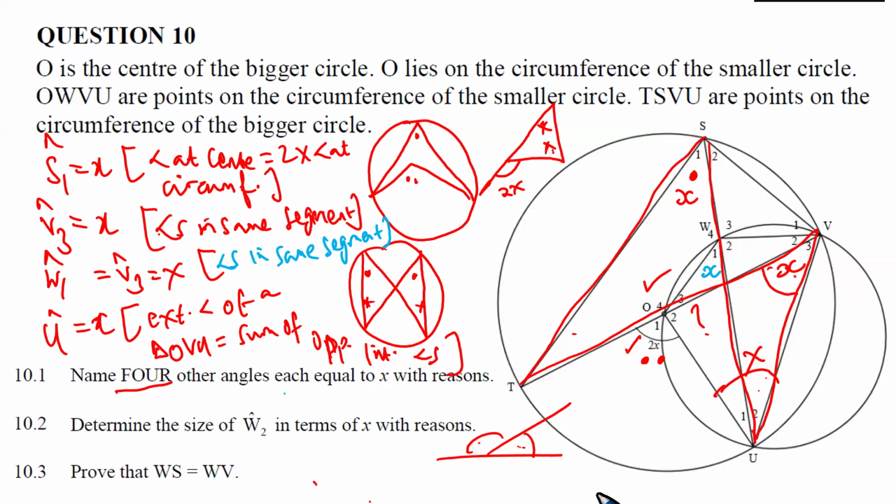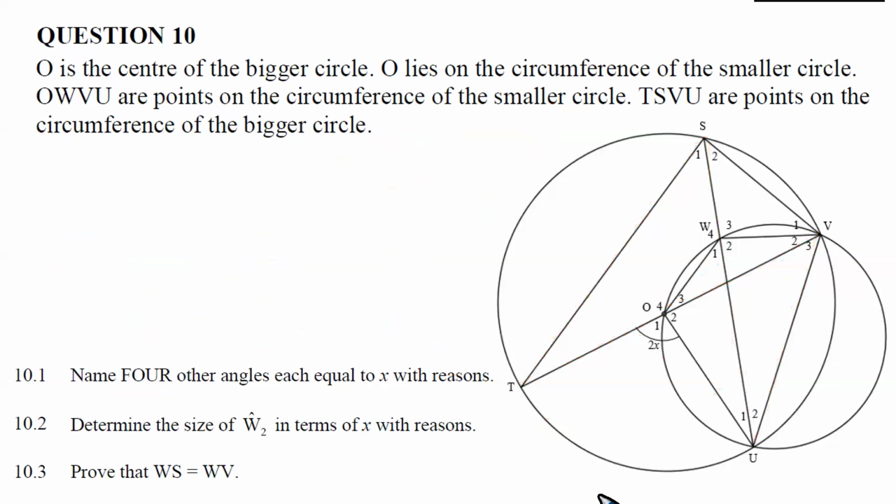Okay, so I said angle W plus angle U is equal to 180, which is opposite angles of a cyclic quad. Then I started solving, and I said angle W2 plus x plus x is equal to 180, and it gives me W2 equals 180 minus 2x. Yes, that's right. The angle O2 is equal to the angle W2.